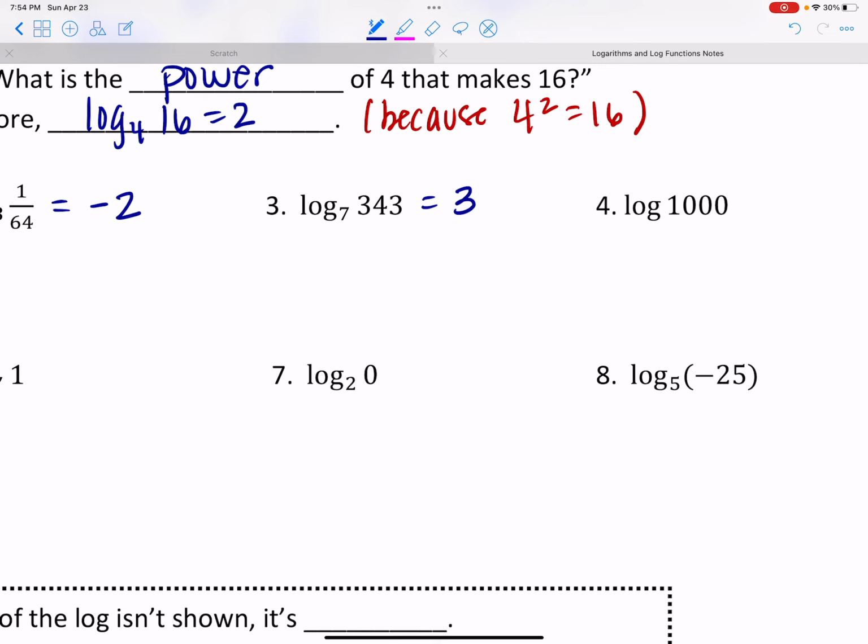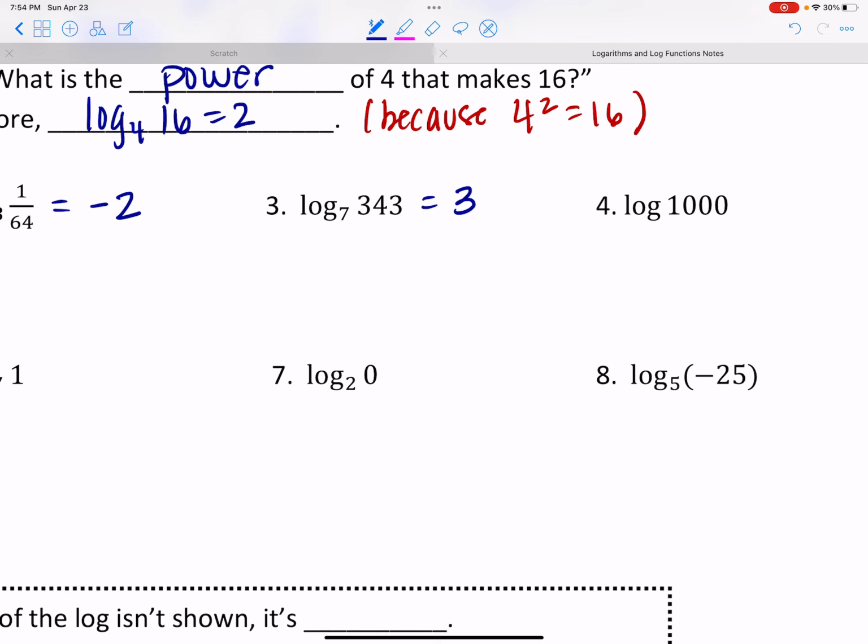Now if you look at number 4, the log of 1,000, there isn't a base written. So sort of like when we have an x, we don't always write the 1 that's in front of the x. We also don't write the 1 that we have for the exponent there. There's just an implied 1. There is an implied base here, just not a 1, because 1 raised to any power would be 1. The implied base here is a 10.